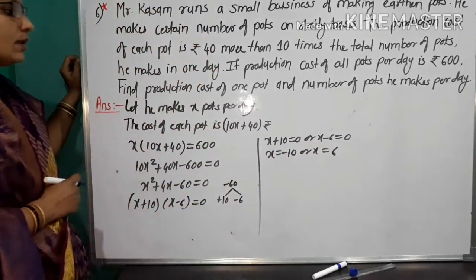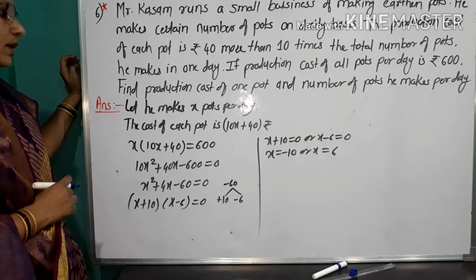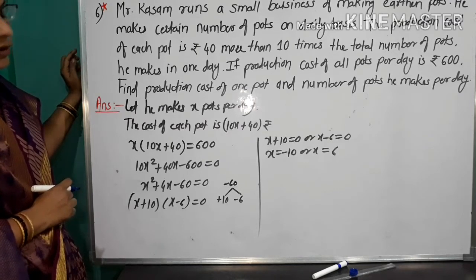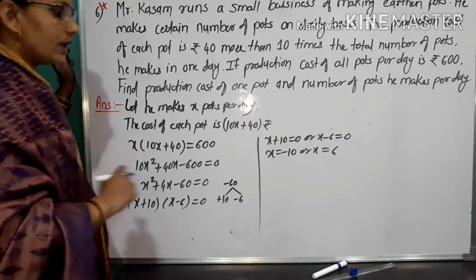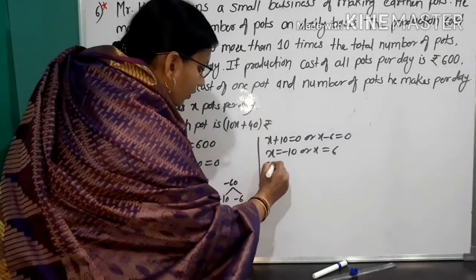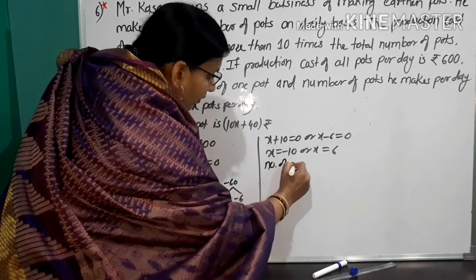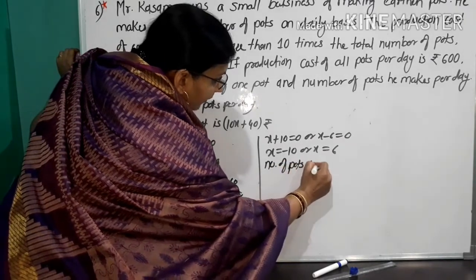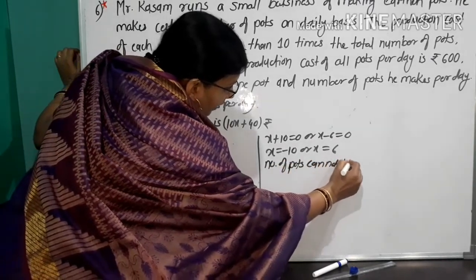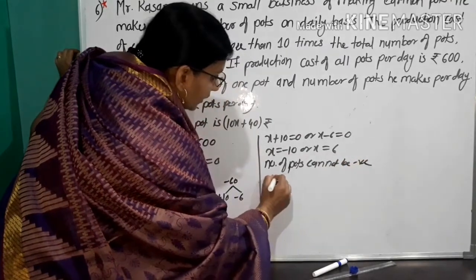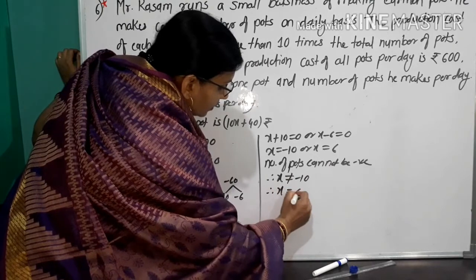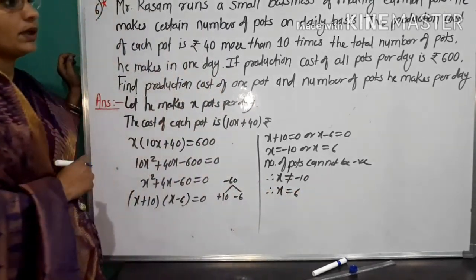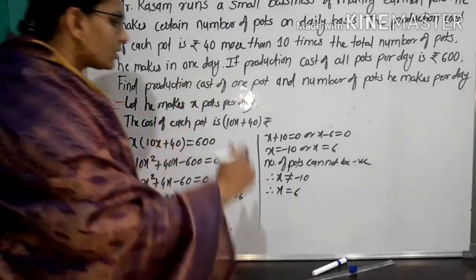Here x is the number of pots he makes per day, but the number of pots cannot be negative. So x equal to minus 10 is unacceptable. The number of pots cannot be negative. Therefore x is not equal to minus 10. Therefore x equal to 6. This is the number of pots he makes per day. Then the production cost of each pot.